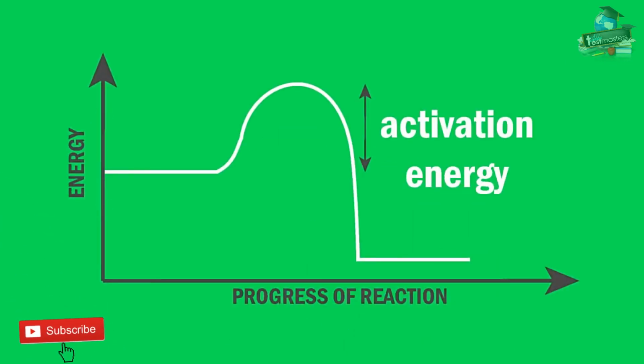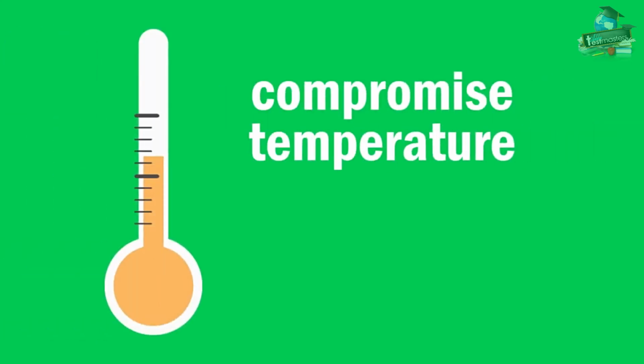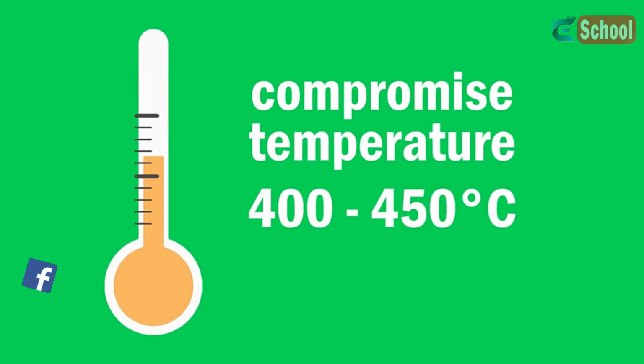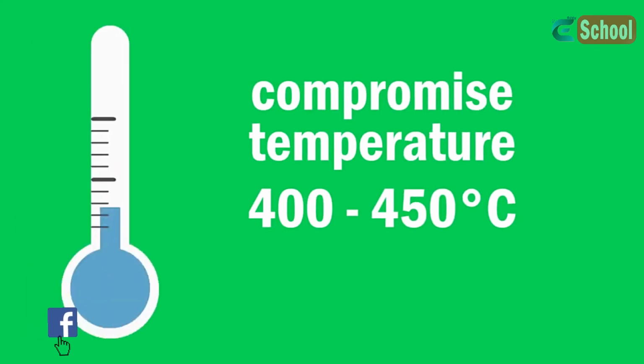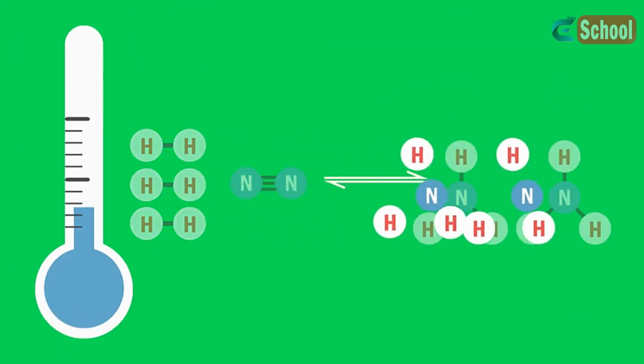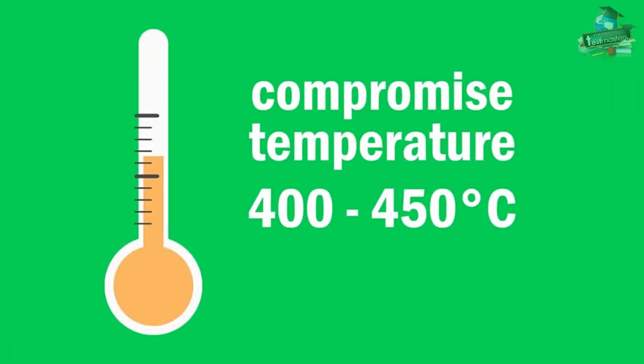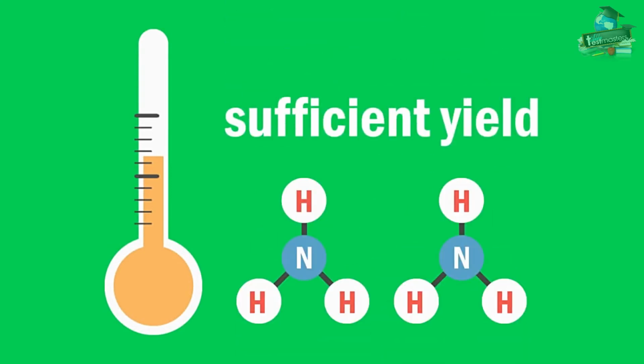Since the forward reaction is exothermic, it would make sense to conduct this reaction at a low temperature. The compromise temperature is 400 to 450 degrees Celsius, which is not exactly low, but not too high. If a low temperature were used, the rate of reaction would be very slow, though the exothermic reaction would be favored. It would actually take a long time for equilibrium to be reached, so a compromise temperature of 400 to 450 degrees Celsius ensures that the reaction proceeds with sufficient yield.